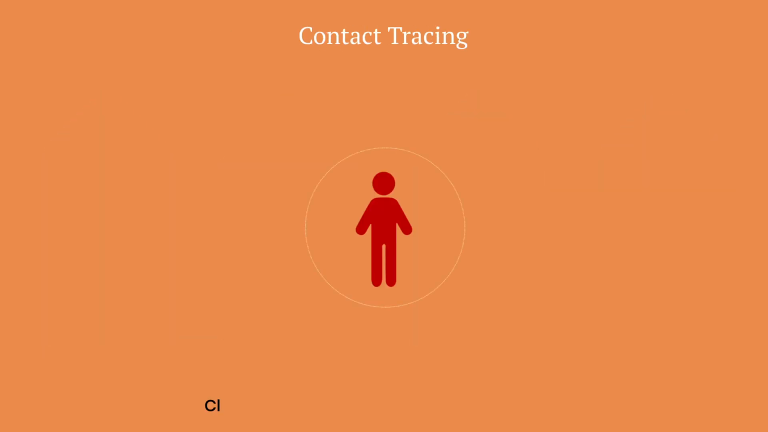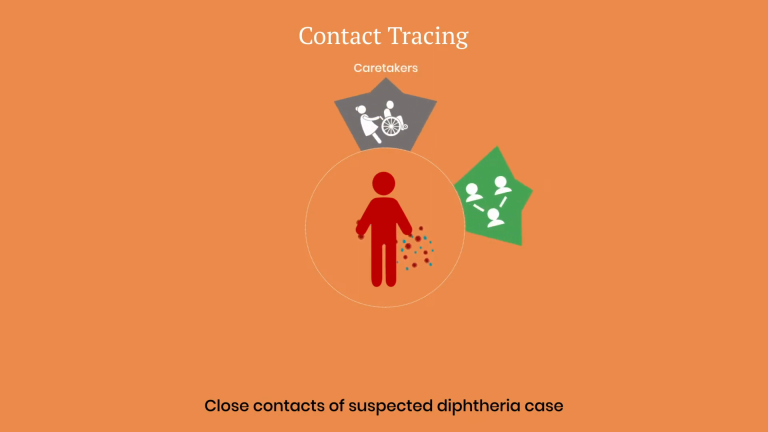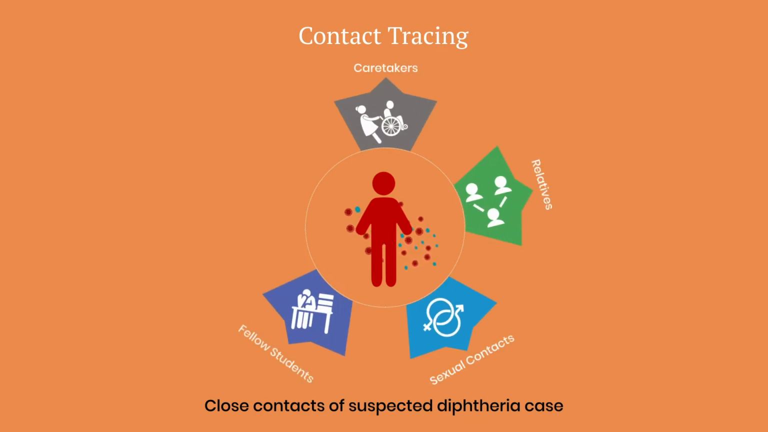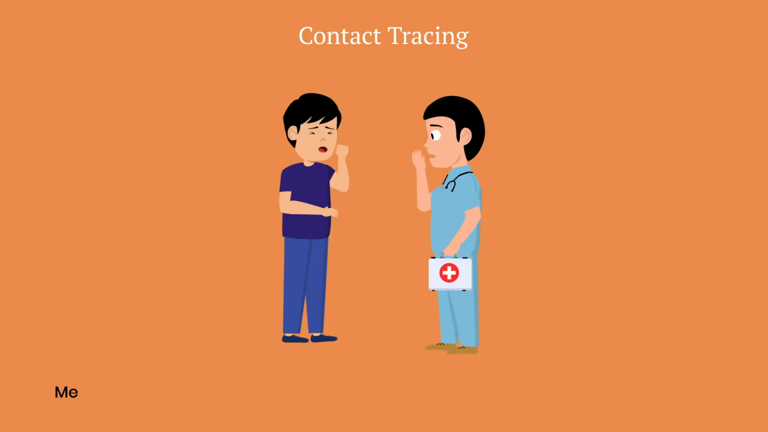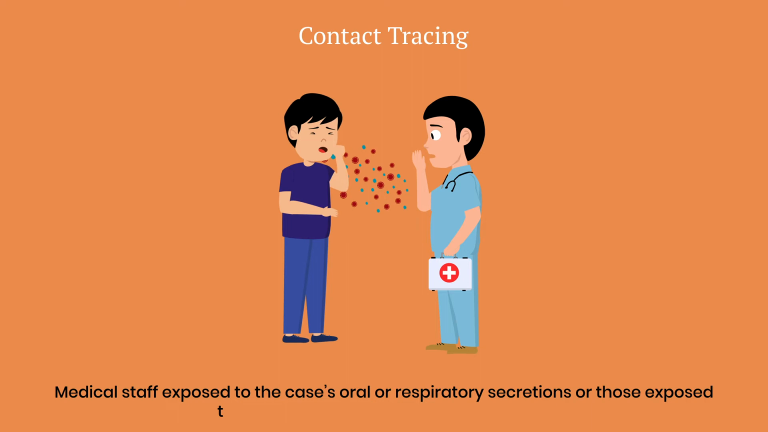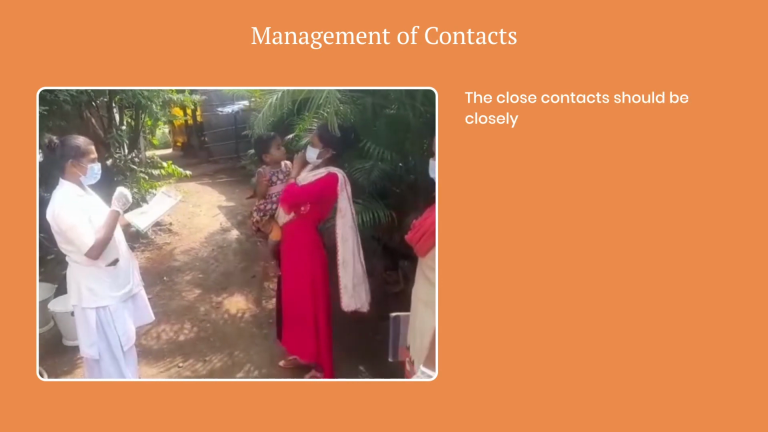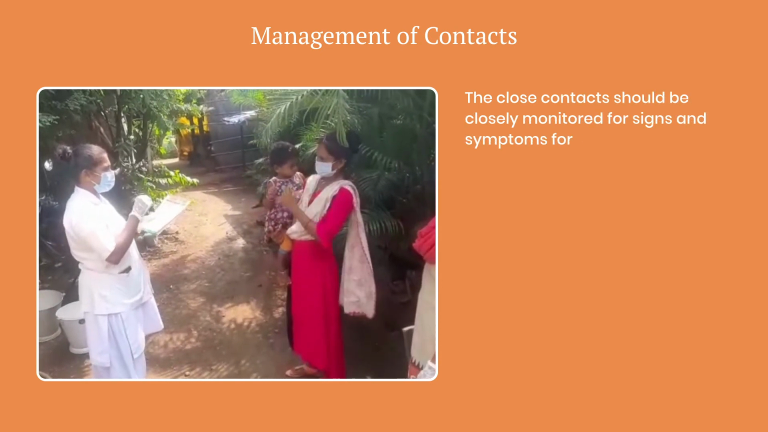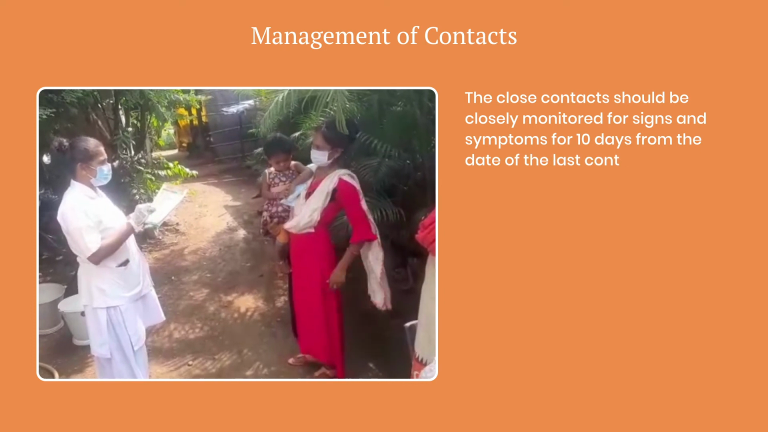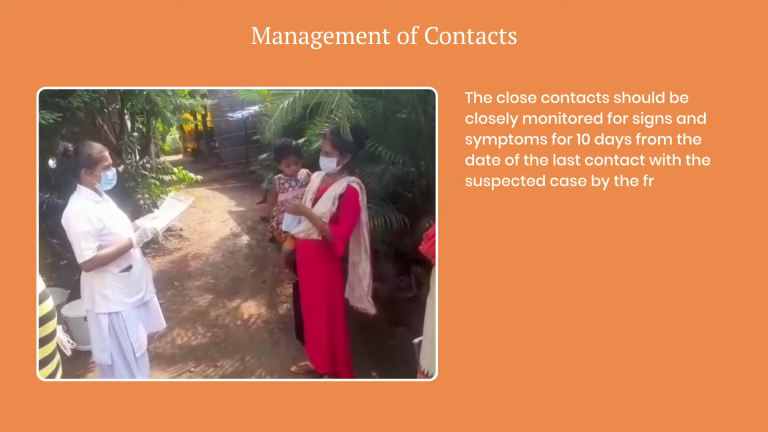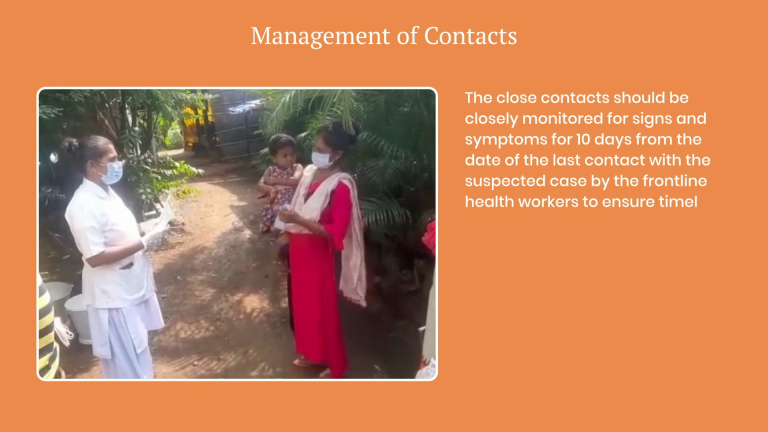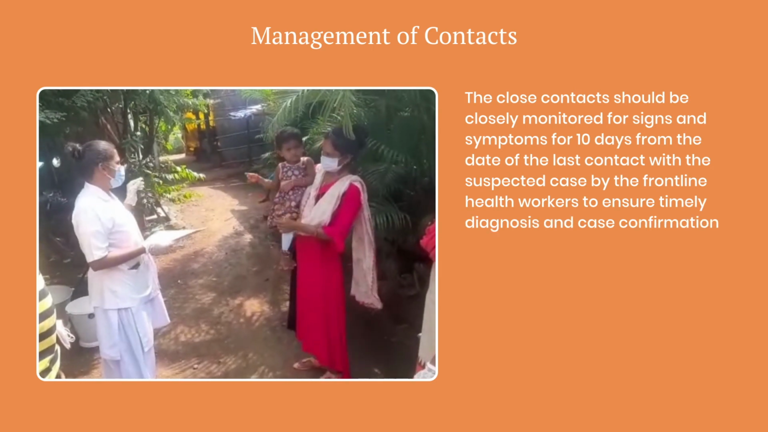Contact tracing. Close contacts of a suspected diphtheria case include caretakers, relatives, sexual contacts, fellow students and friends. Medical staff exposed to the case's oral or respiratory secretions or exposed to the wounds should also be monitored. Management of contacts. The close contacts should be closely monitored for signs and symptoms for 10 days from the date of the last contact with the suspected case by the frontline health workers to ensure timely diagnosis and case confirmation.